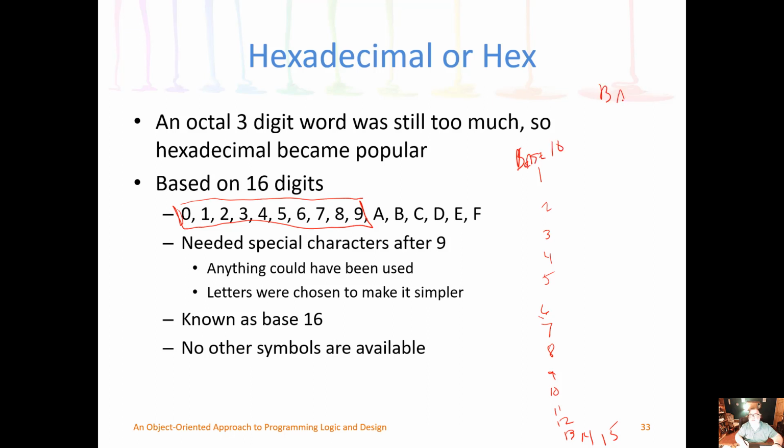And base 16, we have a 0 up here too. The first 10 are the same. 0, 1, 2, 3, 4, 5, 6, 7, 8, 9. Then it becomes A, B, C, D, E, F. So again, the first 10, starting with 0, are the same in base 10 or decimal as they are in base 16 or hexadecimal. It's only that 10 goes with an A, 11 goes to B, 12 goes to C, 13 goes to D, 14 goes to E, and 15 goes to F.